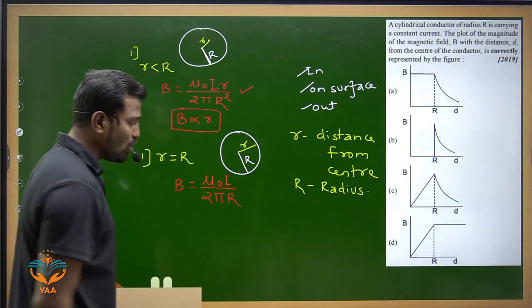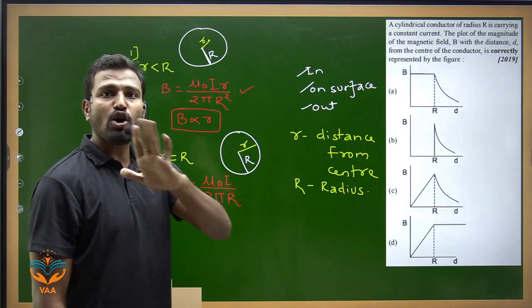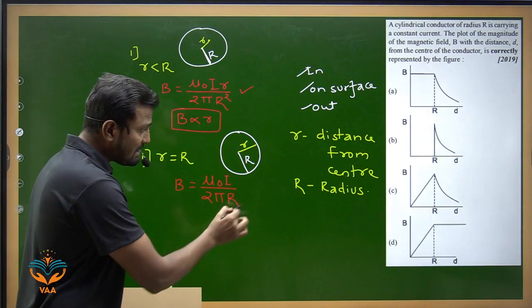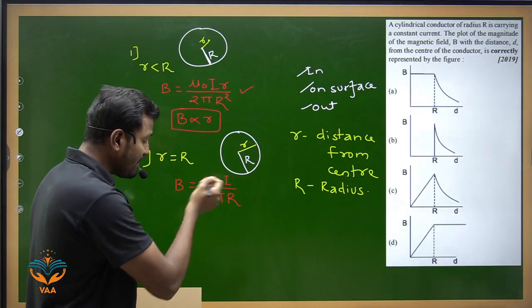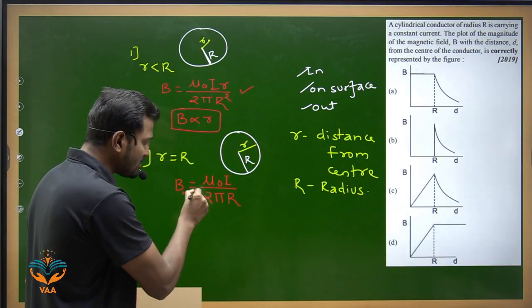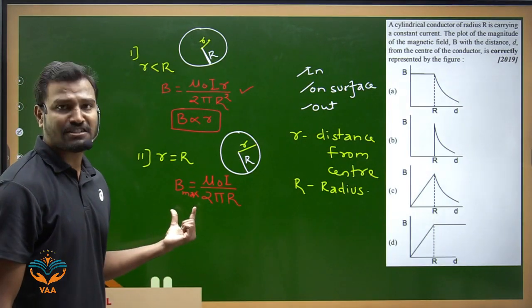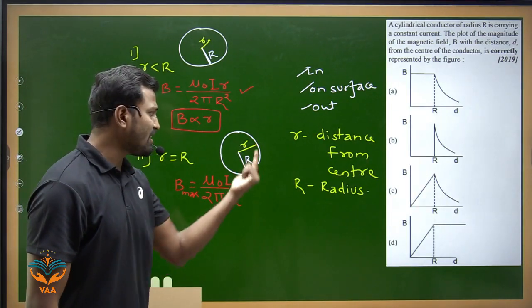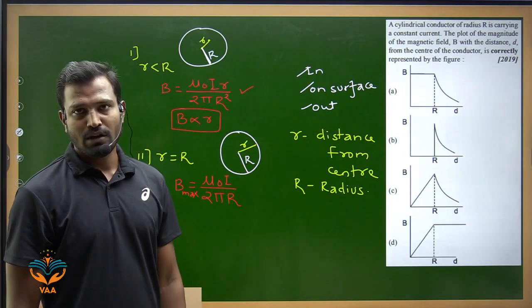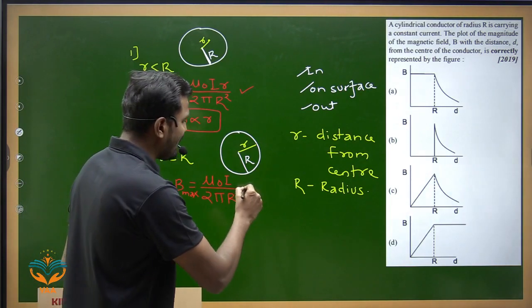Now you must have known how these derivations have come. We're not concerned with those derivations. So this will be the magnetic field at the surface. We can actually call this magnetic field as maximum magnetic field, B max. It will be maximum at the surface of this particular conductor. Okay, so this is the second magnetic field.